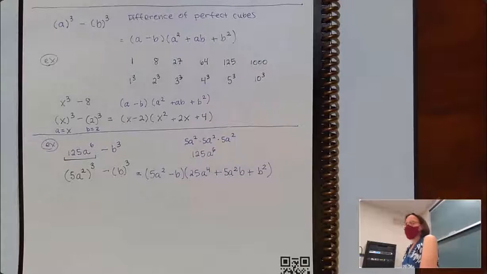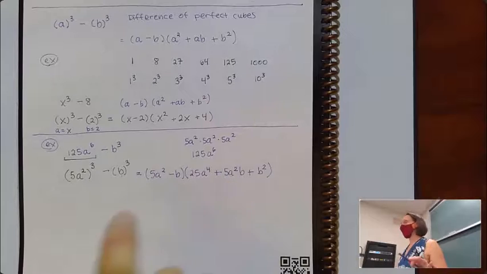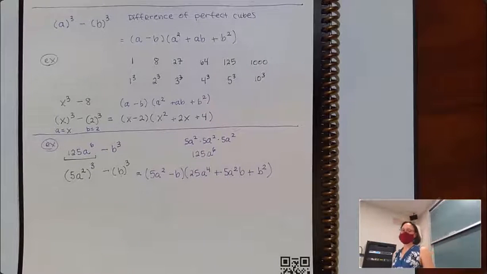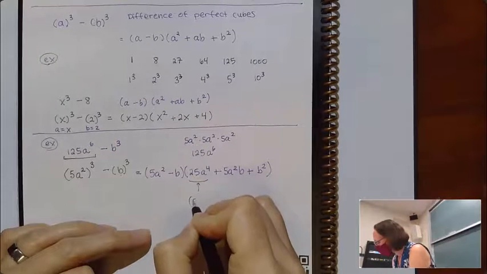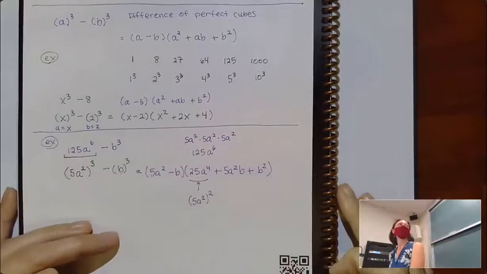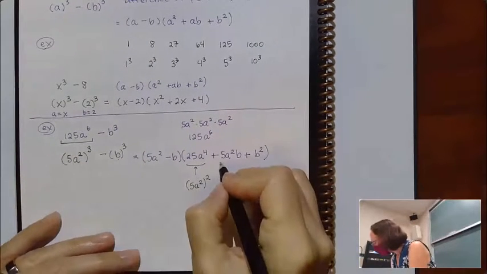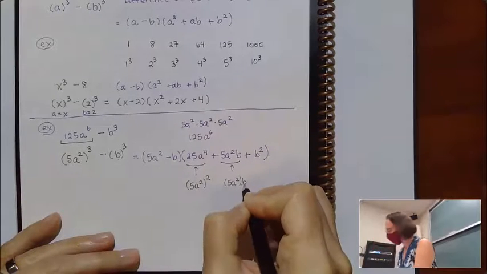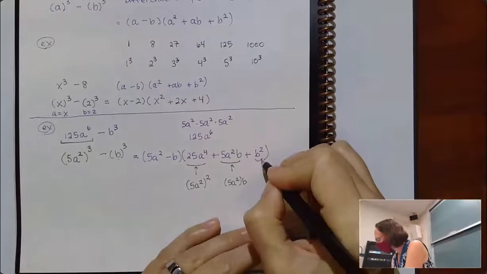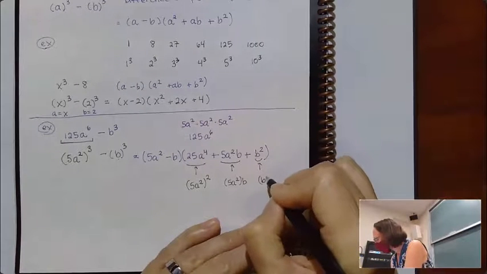It's gross, but remember, we use the perfect cube equation, so I don't have to worry about thinking about whether this factors. I'm just done. That was particularly gross. So that 25a to the fourth, that came from doing 5a squared squared. And this term came from doing 5a squared times b. And this term was just the b squared.